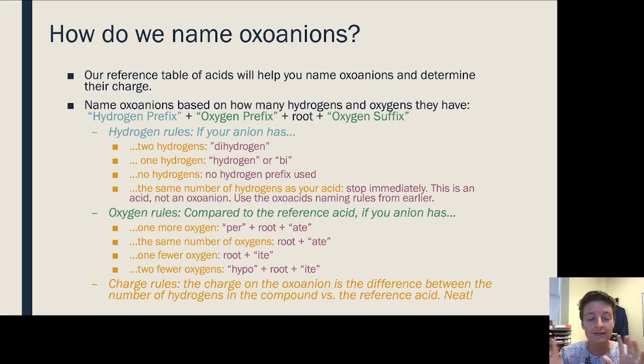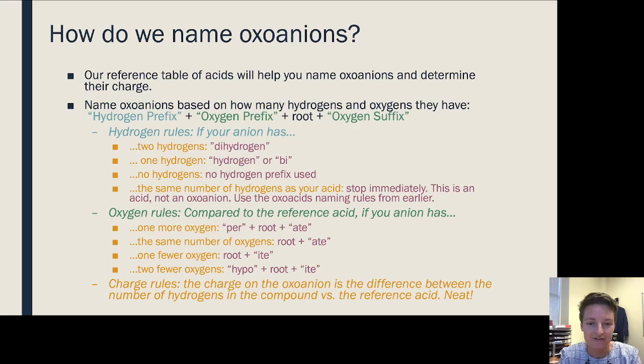And so it's similar, but the suffixes are a little bit different. And so you'll have to keep it distinct in your mind that acids, those neutral compounds, have -ic acid and -ous acid as their suffixes. And oxoanions, those anionic species with charges associated with them, are going to have -ate and -ite as their suffixes.